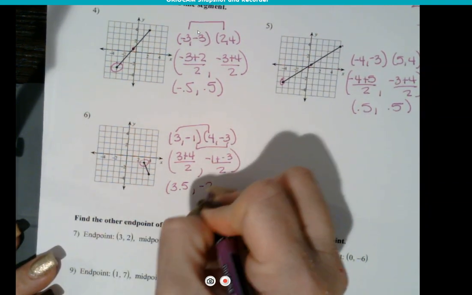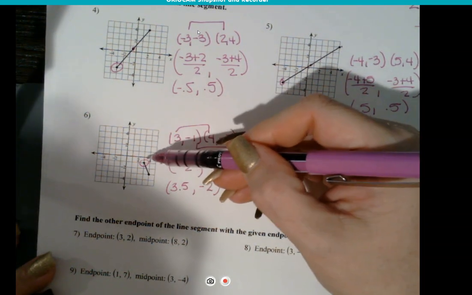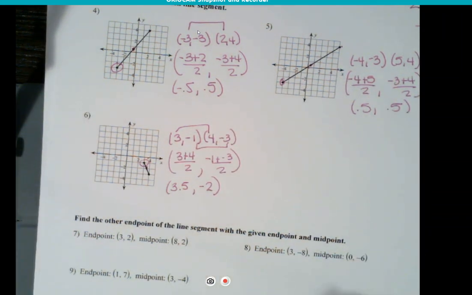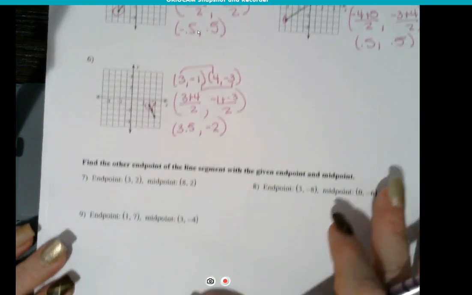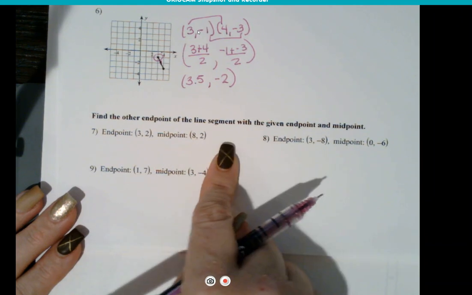Oh, wait a minute. All right, so 3.5. So 3 1/2 would be here, and down 2. Now, I'm not requiring you to regraph them, but it's just a way for you to check to see if you're on the right track. And that does look like the middle. All right, so the game changes right here.